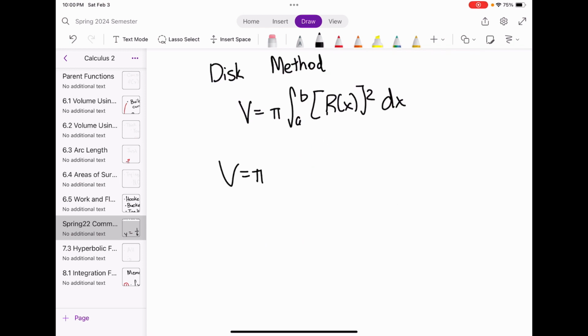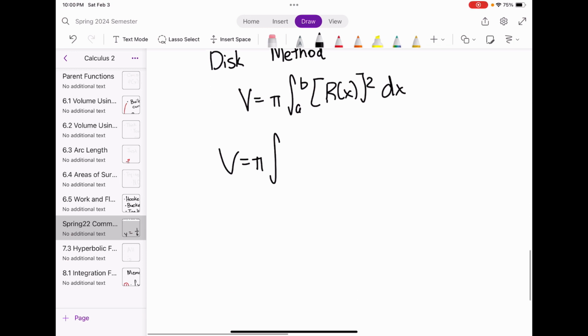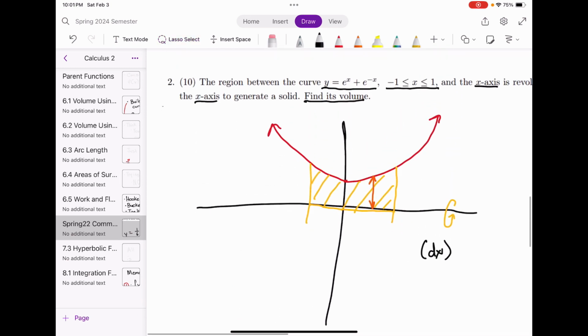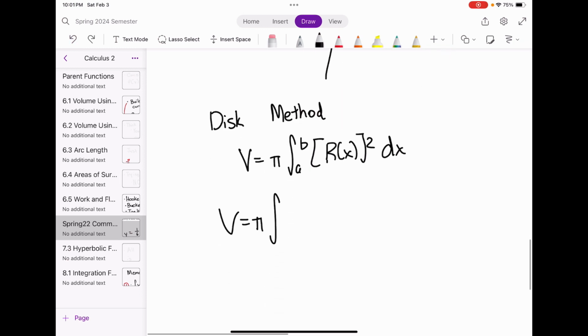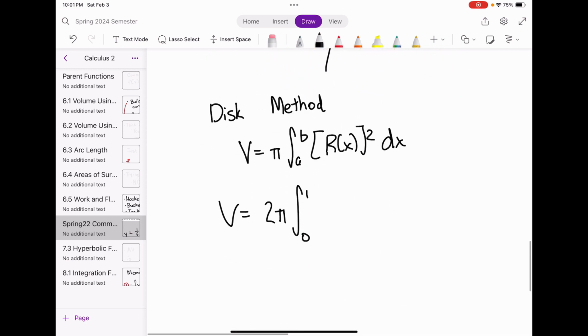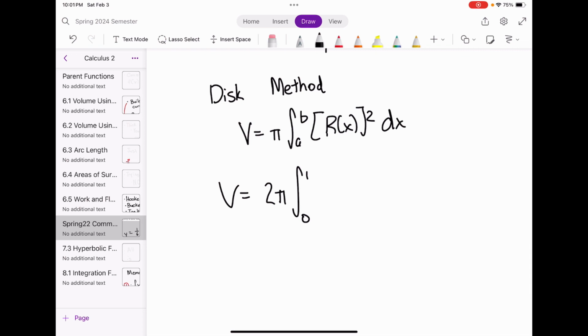So V is equal to pi, the integral, and I'm going to plug in the values. Actually, since this is an even function, which means it's symmetrical across the y-axis, I can write a 2 in the front and set the new limit as 0 to 1. If you don't remember, it's fine. You could put negative 1 and 1 and it will still give you the same answer. But this is a little trick you might have learned from Calculus 1. So 2 pi, the integral from 0 to 1 of y squared dx.